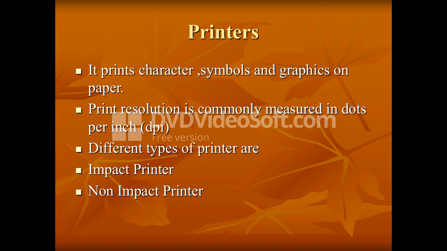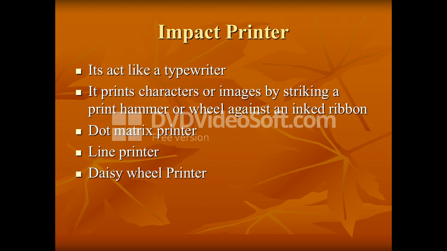It produces noise. It prints characters or images by striking a print hammer or wheel against an ink ribbon. These are the dot matrix printer, and inside that one, line printer and daisy wheel printer. Nowadays we are not using these types of printer.